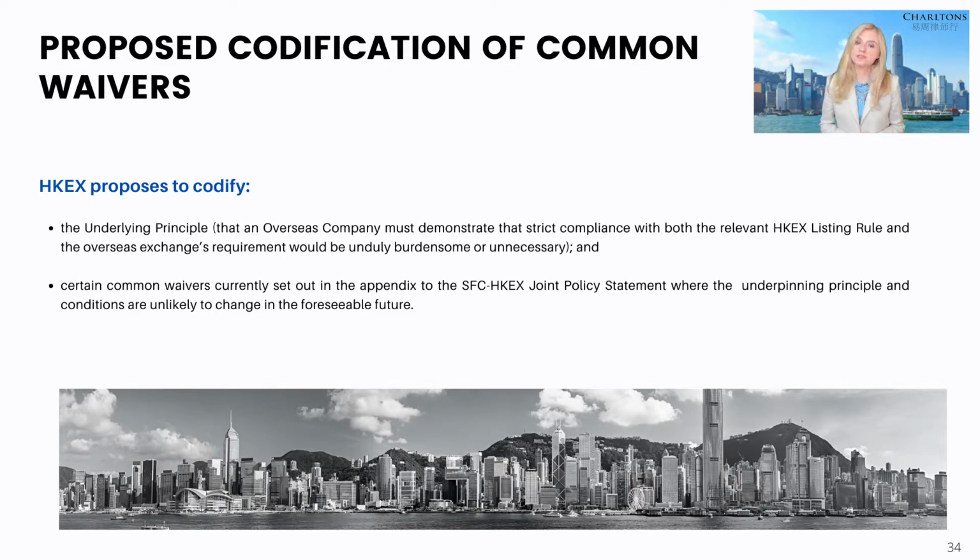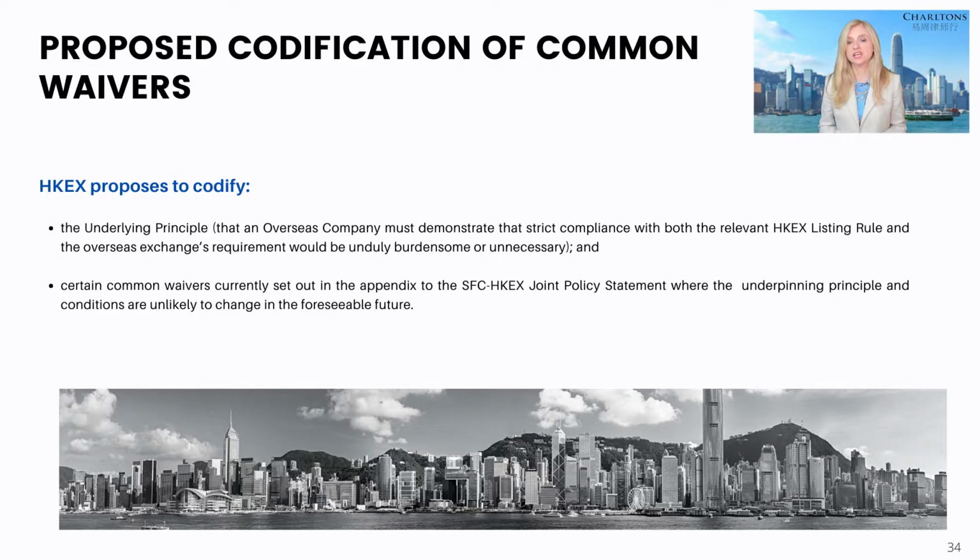Therefore, as part of its proposals to provide clear guidance on the basis on which the Hong Kong Exchange will grant waivers, the Hong Kong Exchange proposes to codify the underlying principle which requires that the overseas company must demonstrate that strict compliance with both the relevant Hong Kong Exchange listing rule and the overseas exchange's requirement would be unduly burdensome or unnecessary. It will also codify in proposed Hong Kong Exchange Listing Rule 1959 certain common waivers which are currently set out in the appendix to the joint policy statement, where the Hong Kong Exchange believes that the underpinning principle and conditions are unlikely to change in the foreseeable future.